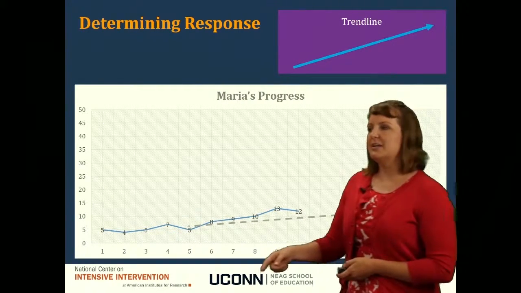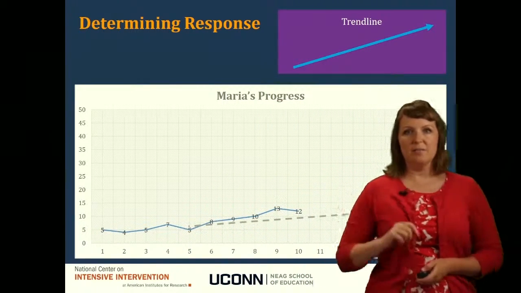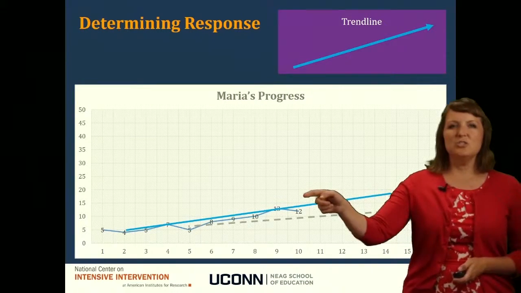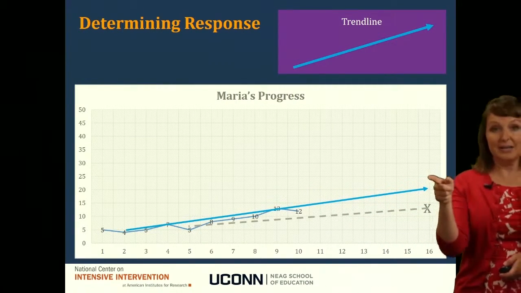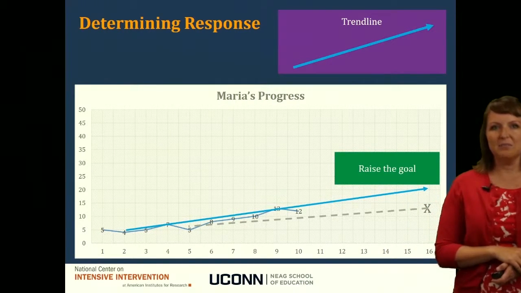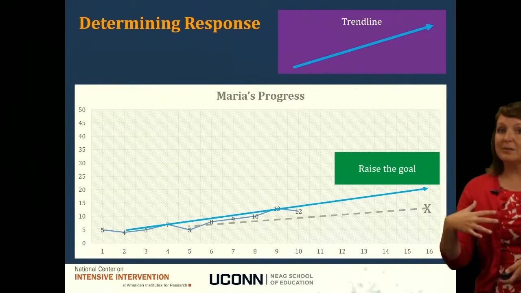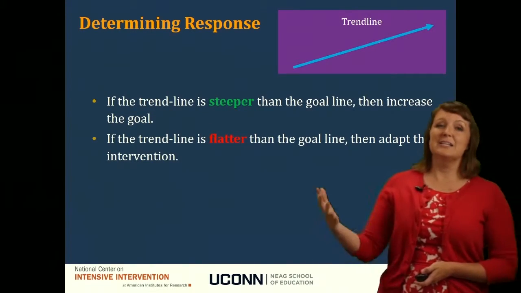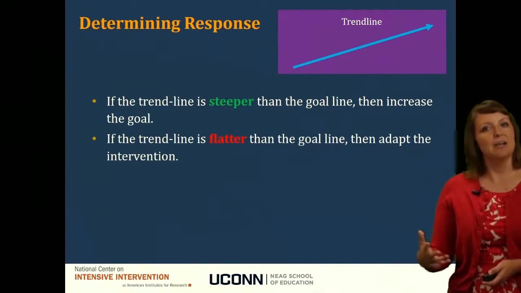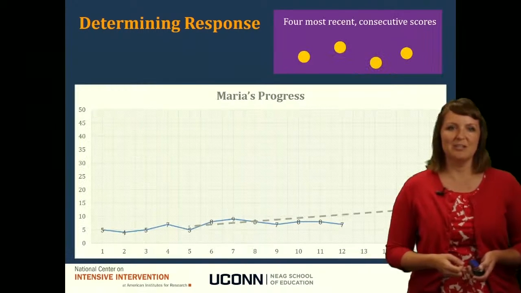Now the trend line is just a line that represents the trajectory of Maria's data. So here is my trend line. Now when the trend line is steeper, and in this case it is, when it's steeper than the goal line, it's time to raise the goal. Now on the flip side of that, when the trend line is flatter than the goal line, we need to do the adaptation. And I've said this before, and I'll probably say it more. We'll talk about that in later modules.